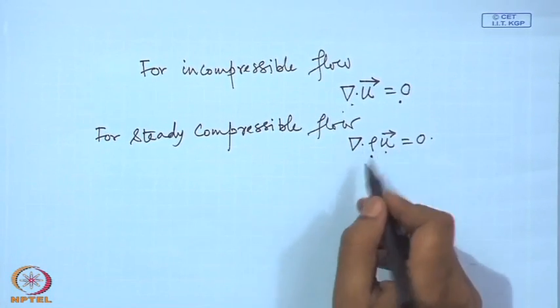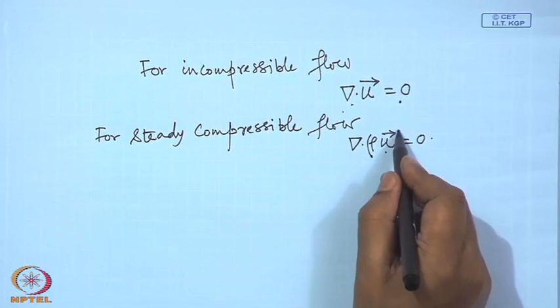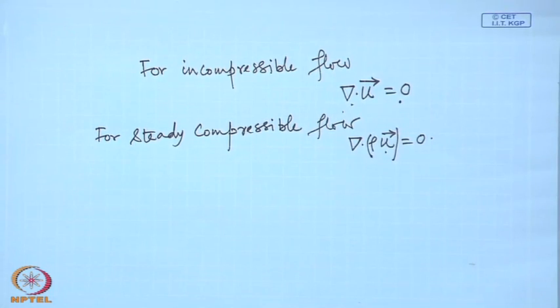Now, the special thing in both these cases is that the mass conservation equation is expressed simply as a divergence. In one case it is divergence of the velocity field, and in the other case it is divergence of the velocity times the density.